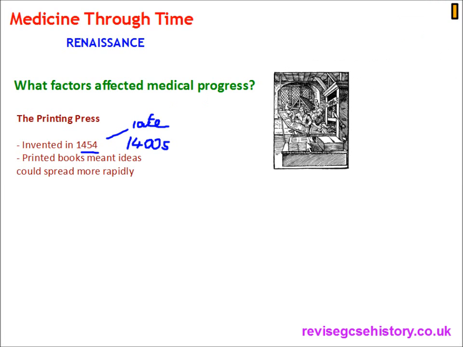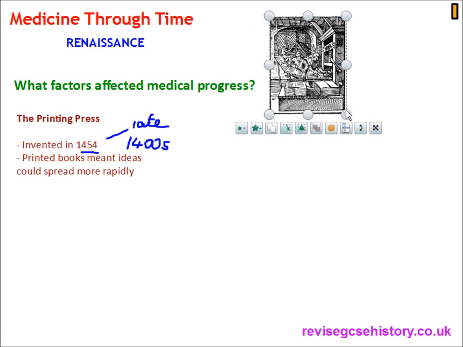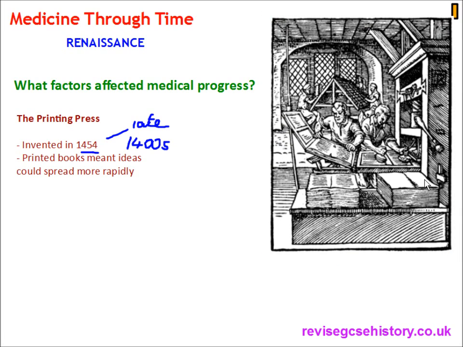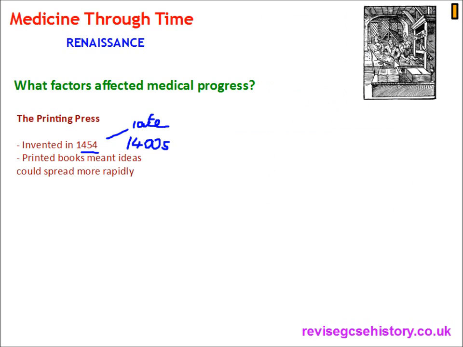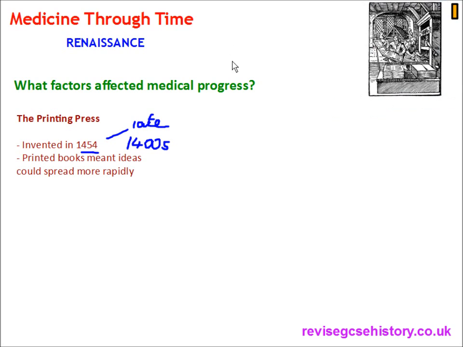Before, the only way of publishing books was to write them by hand. In the Middle Ages, monks hand-wrote medical books, and that meant that errors could be made. It was a slow process, and ideas couldn't be spread very easily and rapidly. Here, in this source, we can see the printing press in the late 1400s used to print medical books, so medical ideas could be shared more quickly and more easily.